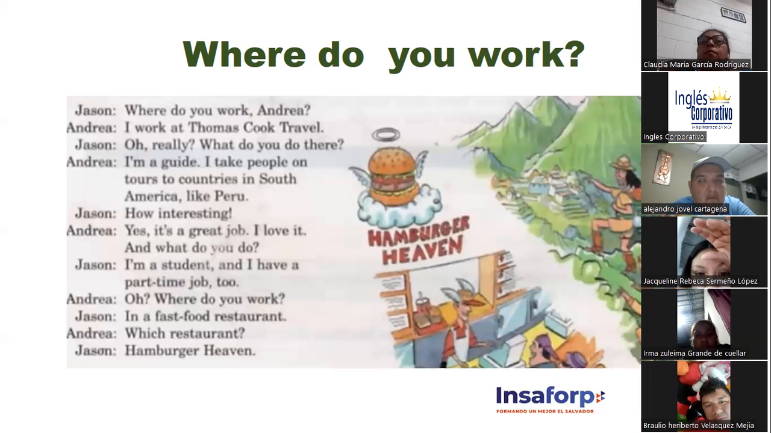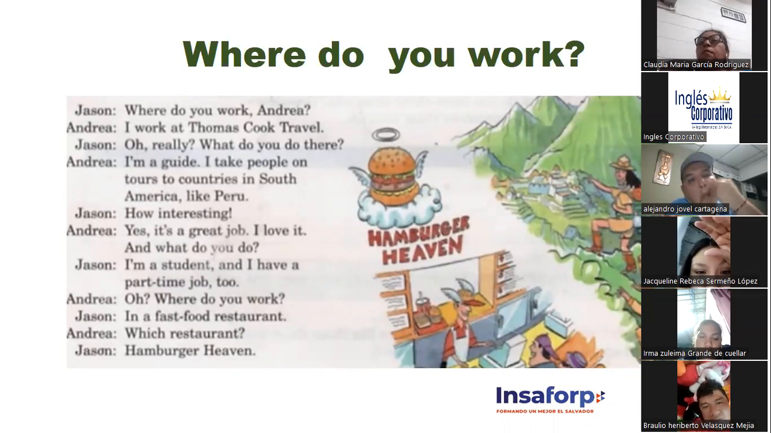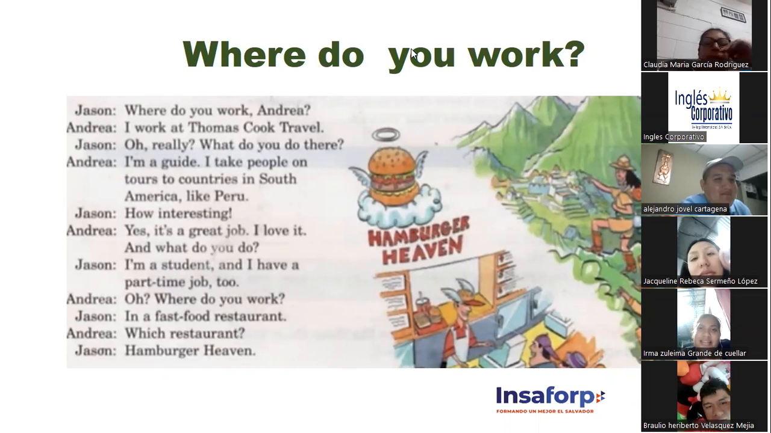Working in the restaurant or working as a tour guide? Working as a tour guide. Yes. And if you continue learning English, you can have the opportunity to become a tour guide. Imagine you can be the tour guide in Suchitoto, El Pital, Izalco Volcano. You can work like that. So yes, you can work like this if you study English and practice a lot, okay?